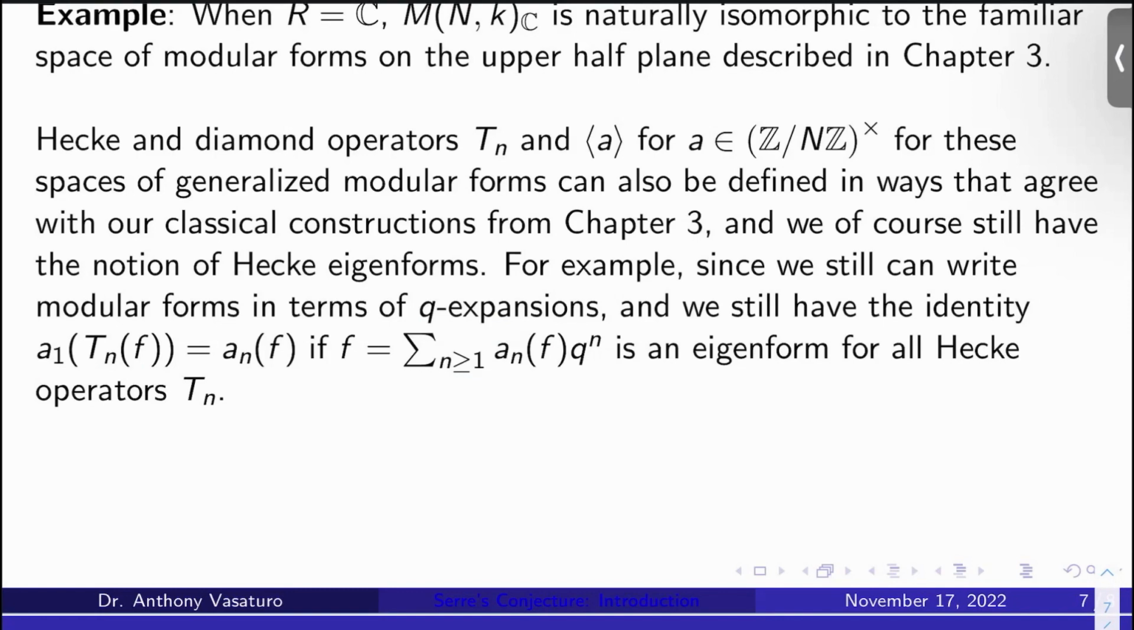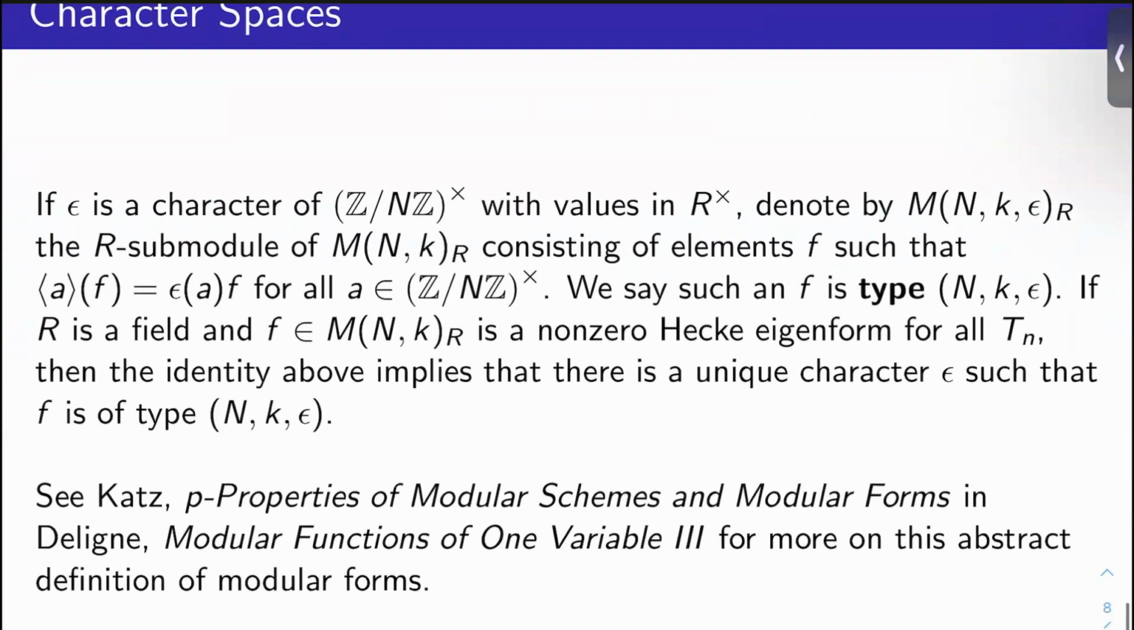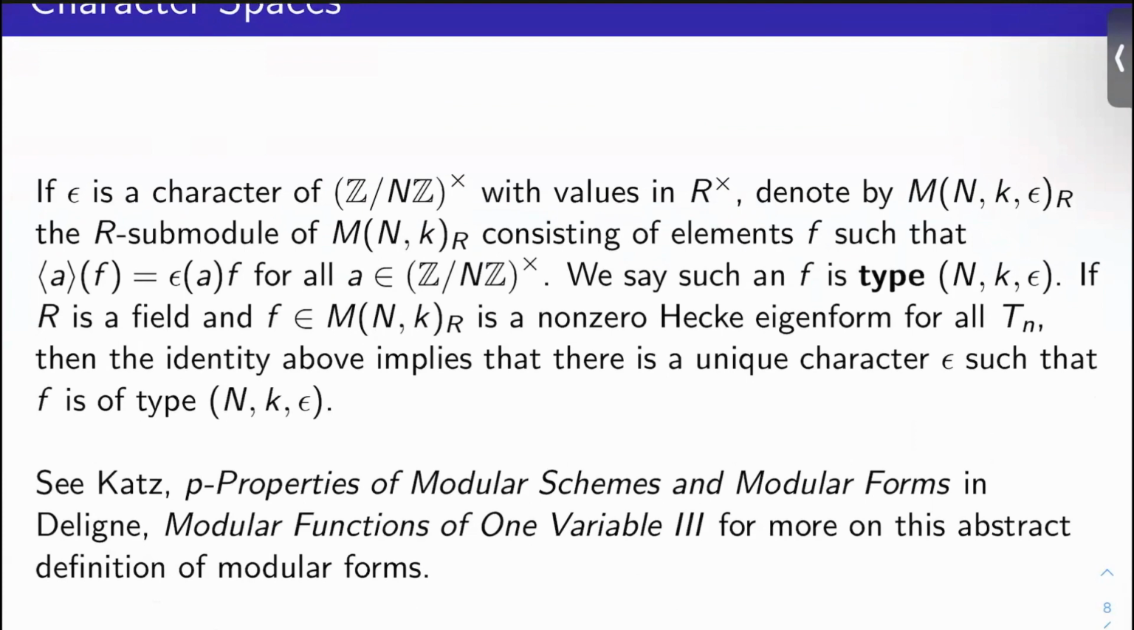Okay, perfect. Do we still have character spaces? Yes. If epsilon is a character of (Z/NZ)^× with values in R^×, let's denote by M_k(N, epsilon; R) the R-submodule of M_k(N; R) that consists of elements f such that <a>f is epsilon(a)f for all a in (Z/NZ)^×. This is just the usual definition of the character spaces. We say f is of type (N, k, epsilon) in this case.